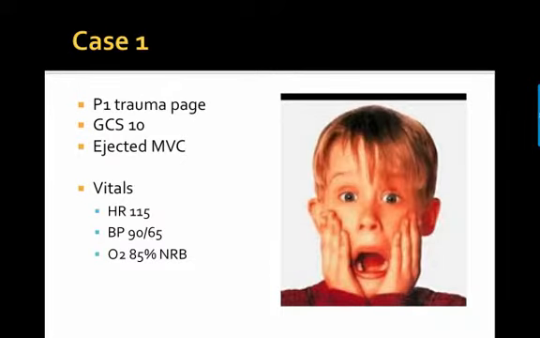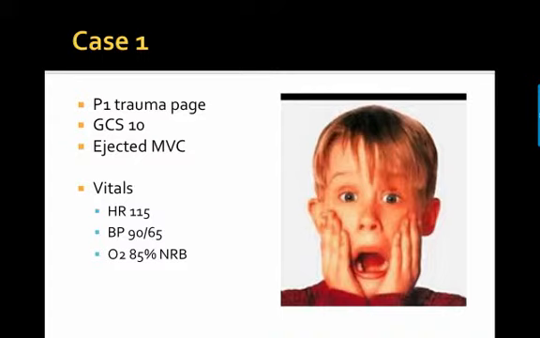So let's get started with the first case. This is your first day of trauma, and your pager goes off, and it says a P1 trauma page. You're told that the patient was ejected from a motor vehicle accident. Their GCS is about 10. Their vitals: heart rate's 115, blood pressure 90/65, and they're satting 85% on a non-rebreather.